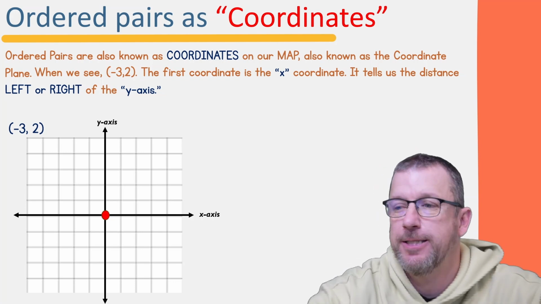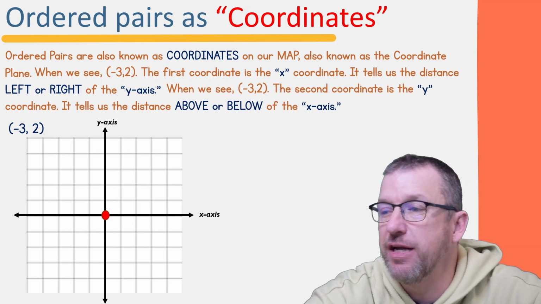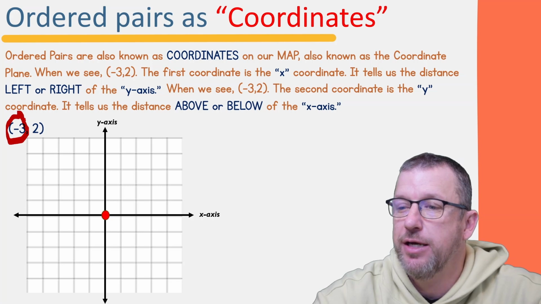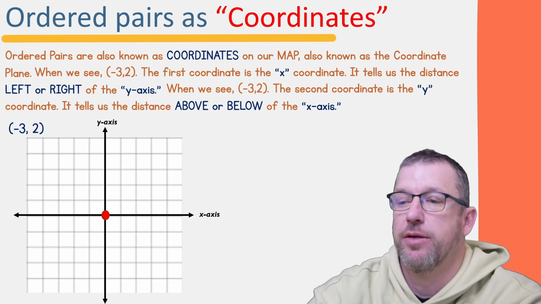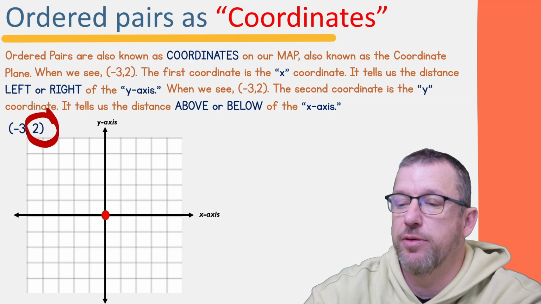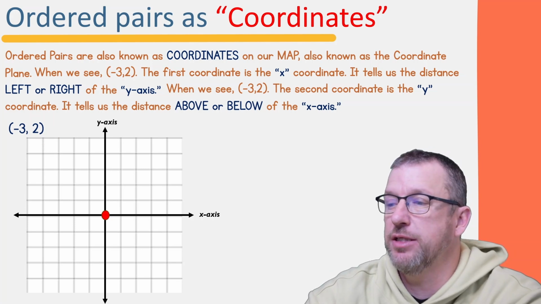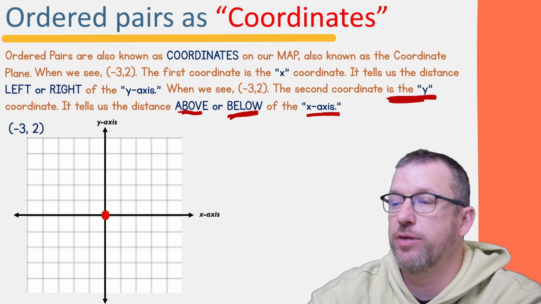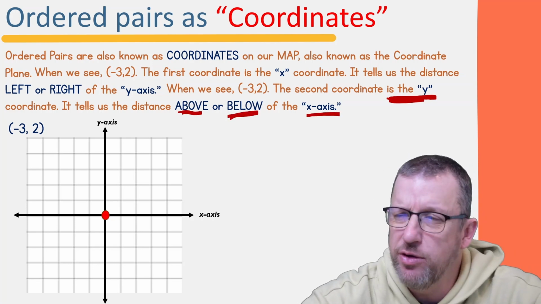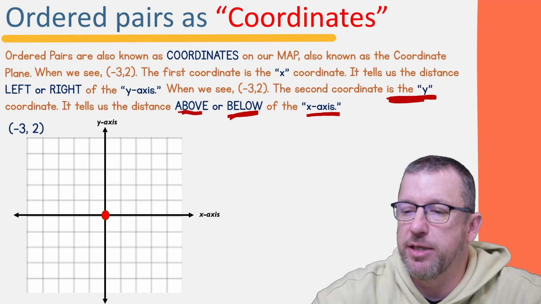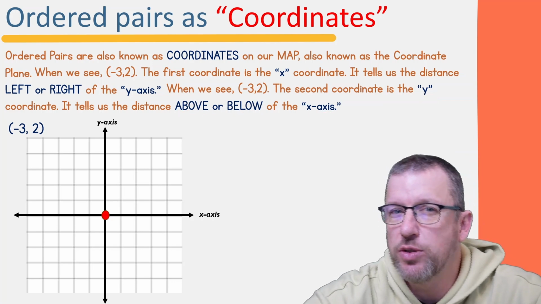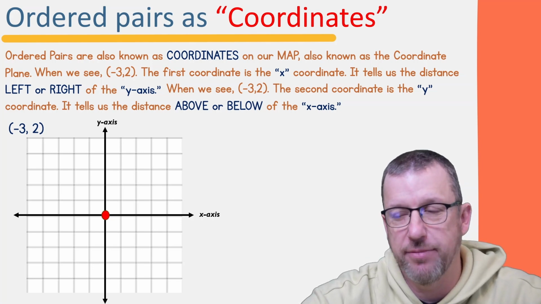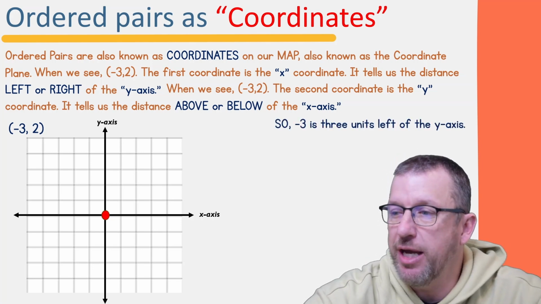When we see (-3, 2), the first coordinate is -3. And now we're going to see the second coordinate, which is 2. What does the second one tell us? It is the y coordinate, and it tells us the distance above or below the x-axis. And we just saw that in the review, and you may be confused as to why I'm telling you this again. It's because we're going to think about these coordinate pairs as more of a distance situation this time. And you'll see where I'm heading with this.